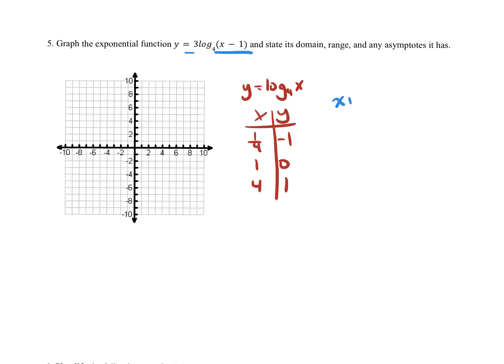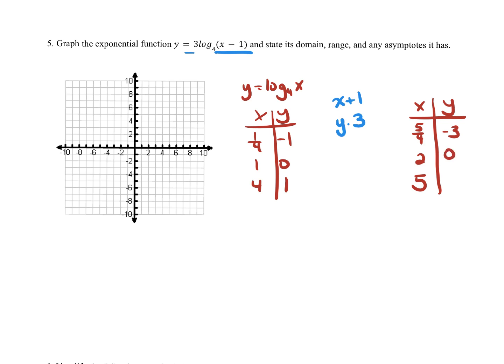Well, I know it gets shifted right by 1, and I know the y's get multiplied by 3. So I'll just take all the x's and add 1 to those, and I'll take the y's and multiply by 3.